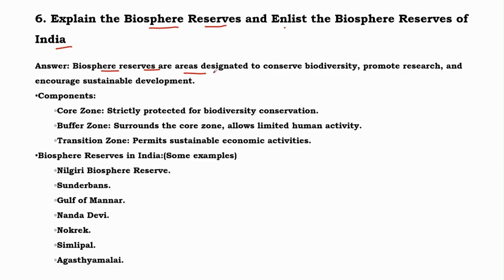Reservoirs are areas designed to conserve biodiversity, promote research, and encourage sustainable development. Components are the core zone, strictly protected for biodiversity conservation. The buffer zone surrounds the core zone and allows limited human activity. The transition zone permits sustainable economic activities.